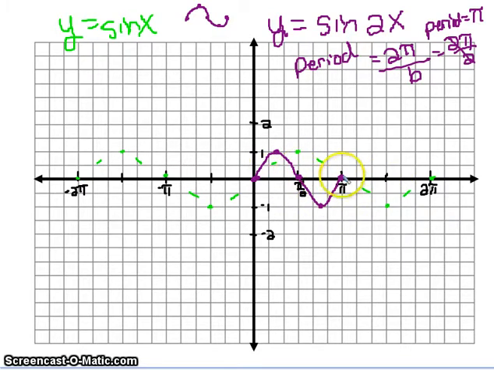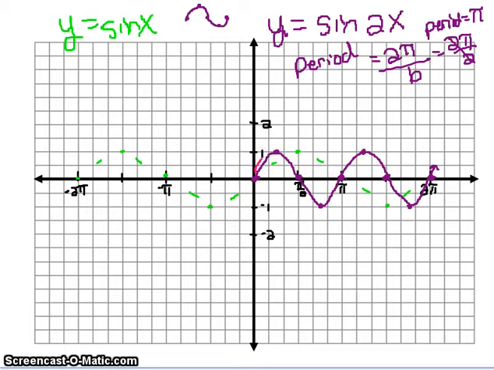Now, here's one complete cycle, but our period, or our b of 2, says I have to do 2 complete cycles in the time that I normally complete 1 cycle. So I know from pi to 2 pi, I'm going to make a complete cycle. That means we're going to be in the middle. Going to go back up at 5 pi over 4 to 1, and going to go down and then back up. We have 2 complete cycles.